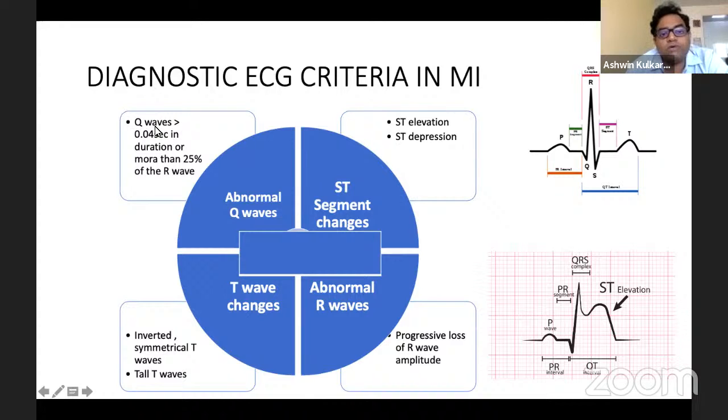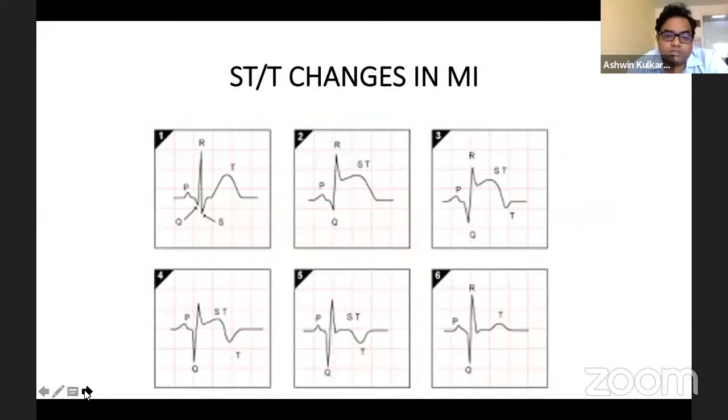When do we say the Q waves are significant? If the Q waves are 0.04 seconds in duration or more, they are said to be abnormal. And if they are big enough, that is, more than 25% of the R wave, we call them significant. So whenever you see an ECG of a patient suspected of MI, look at the ST segment, look at the R waves, look at the T waves, and also look at the Q waves. Based on the changes in these four parts, you can decipher what the possible cause could be.